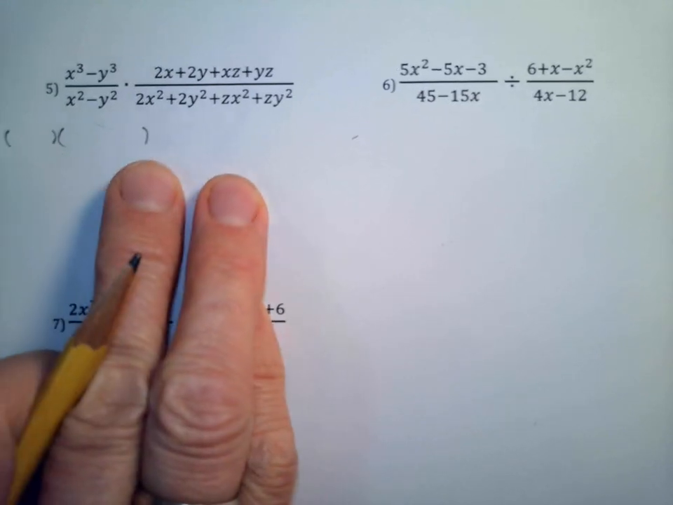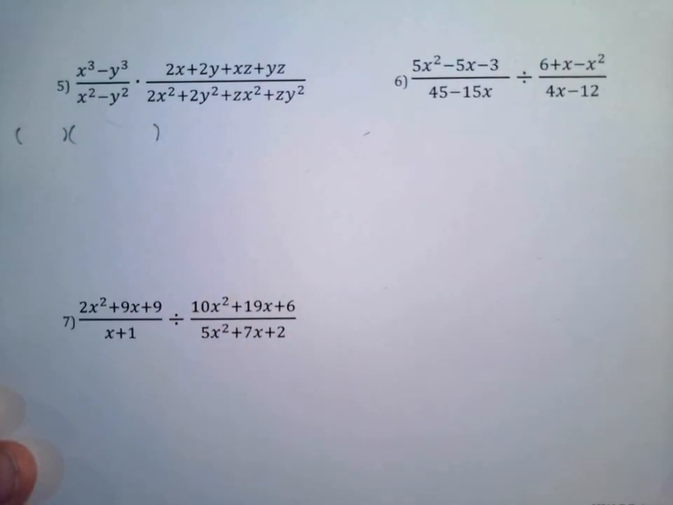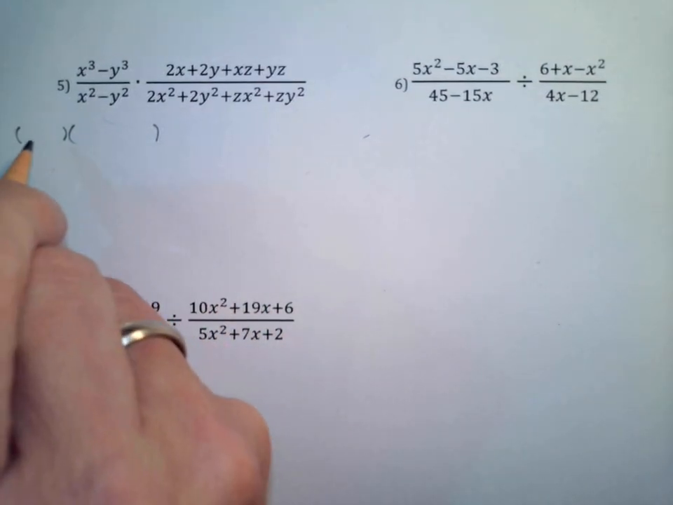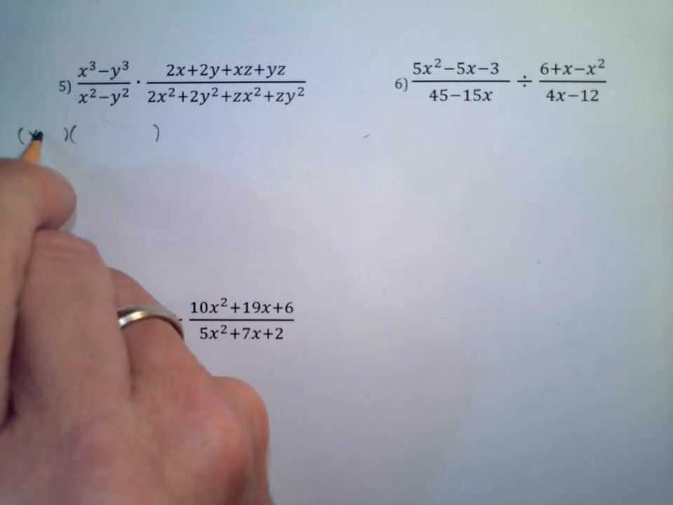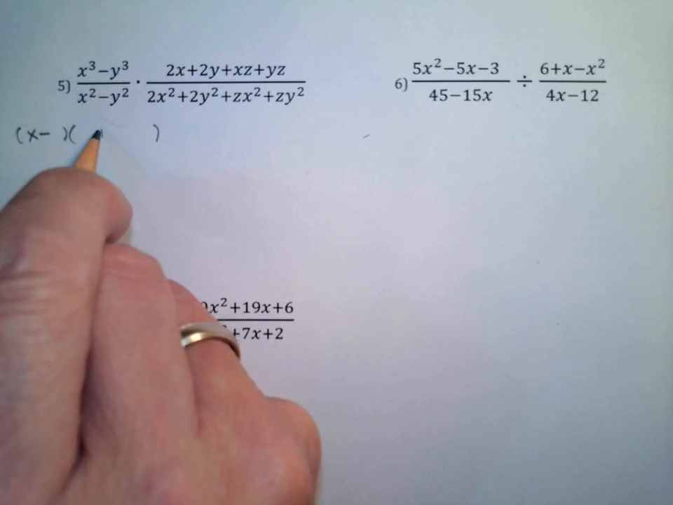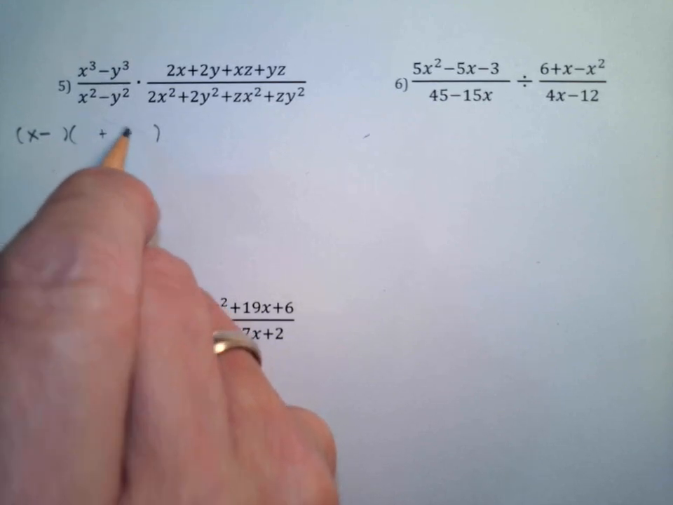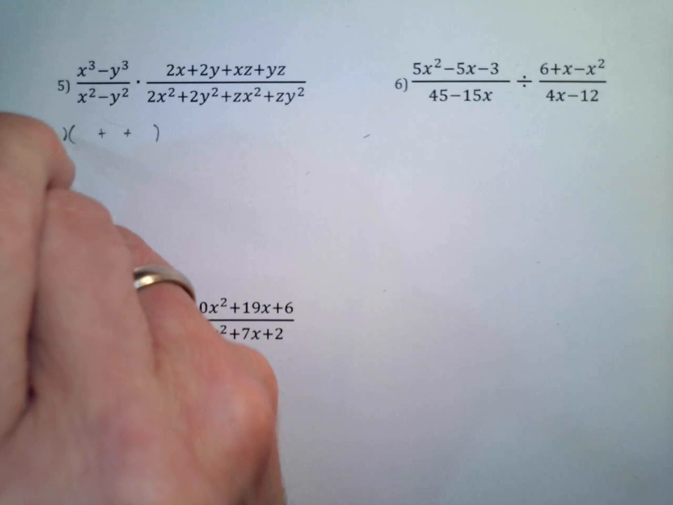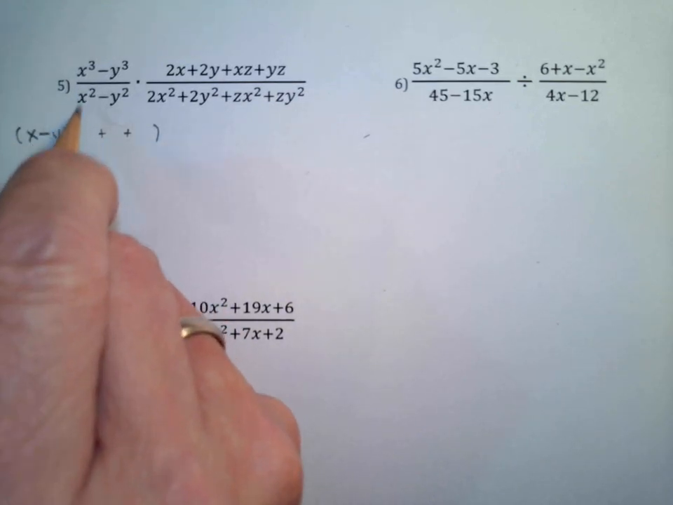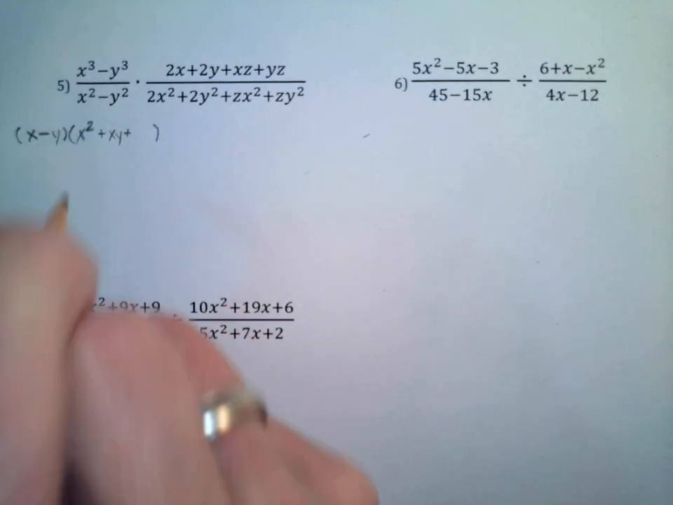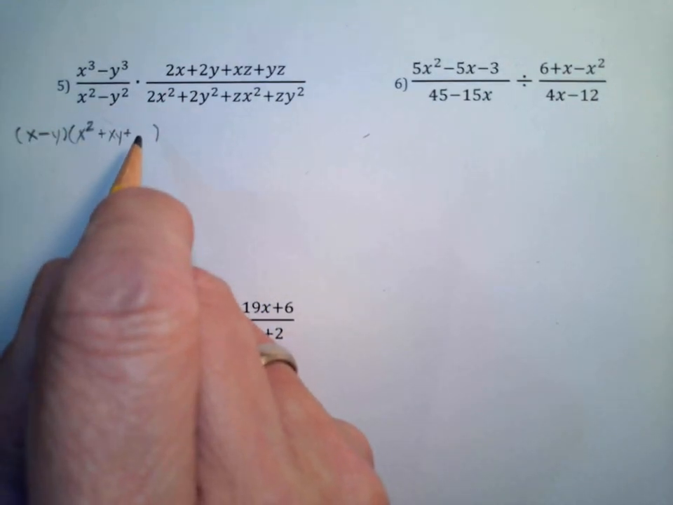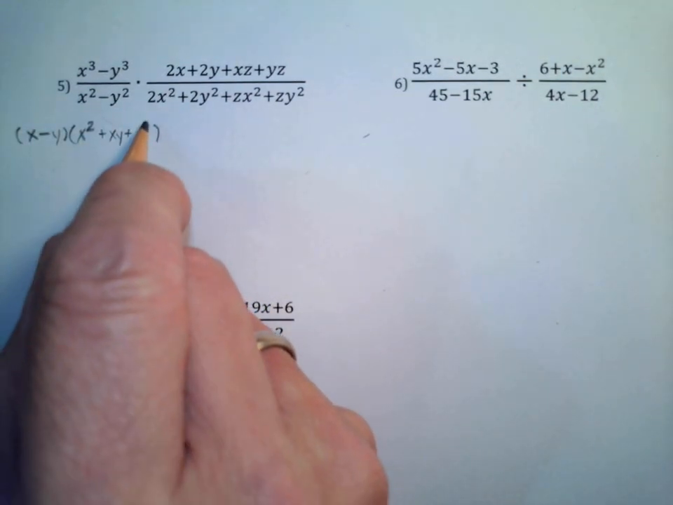I'm starting over to the left as far as I can because I'm going to need this space. So that's going to be x. Let's do our signs first. So it's the same, it's the opposite, and it's always positive. So it's going to be x, it's going to be y, it's going to be x squared, it's going to be xy, and then it's going to be y squared.